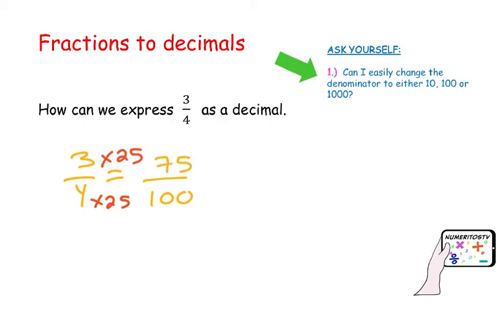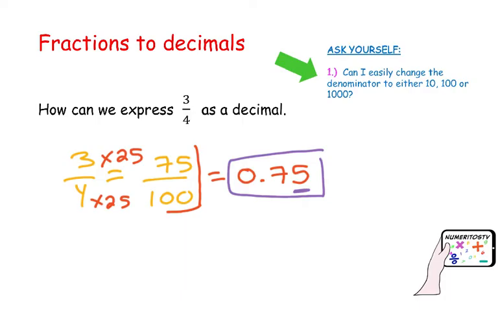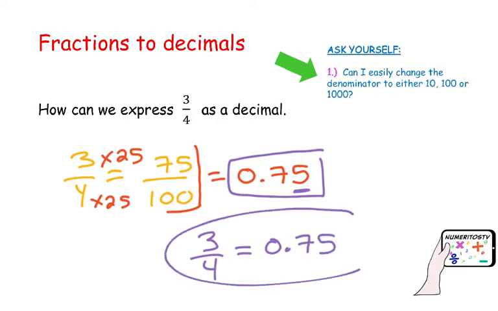Okay, so now that I have my fraction with denominator 100, it's easy to change it to a decimal. This reads 75 hundredths. So just write that as a decimal, 0.75. Remember that the last digit is in the hundredths place. So 3/4 is equivalent to 75 hundredths as a decimal.